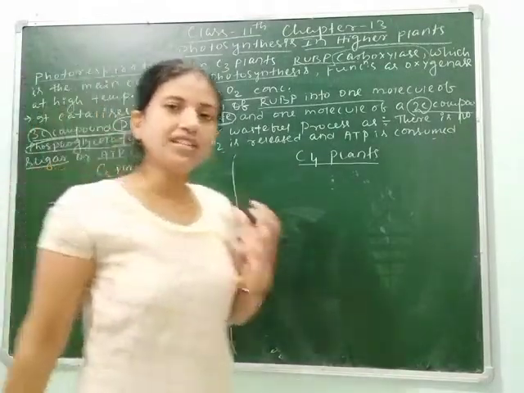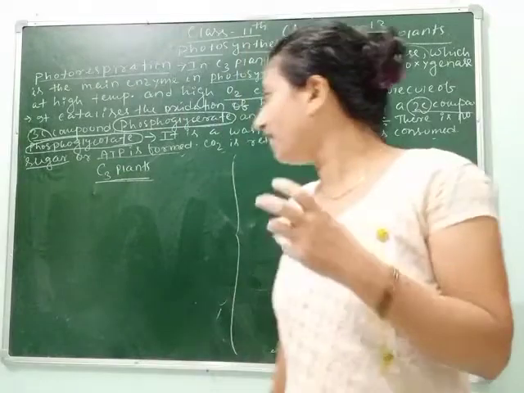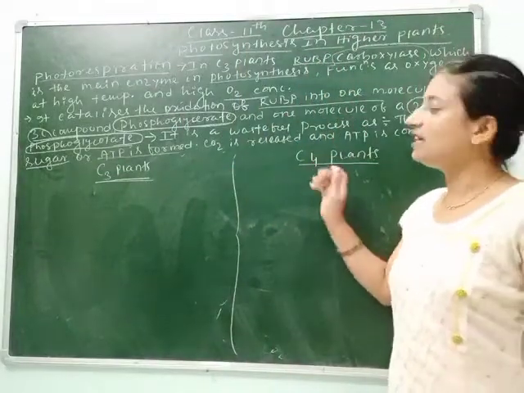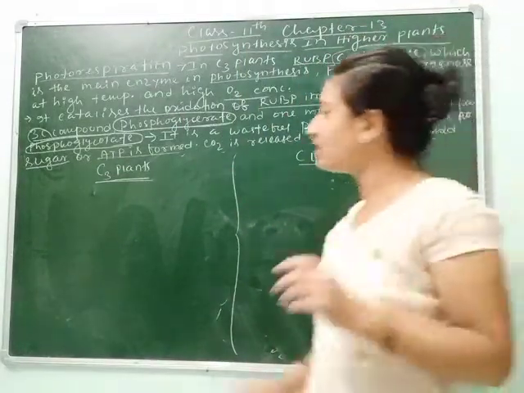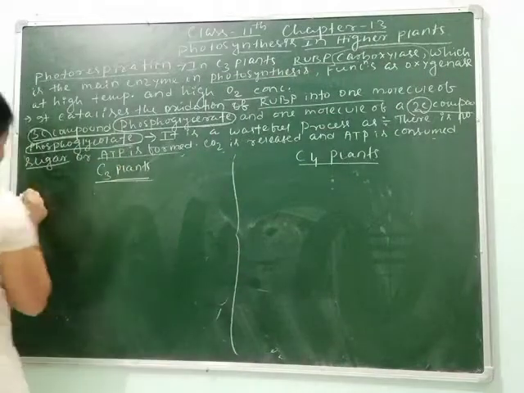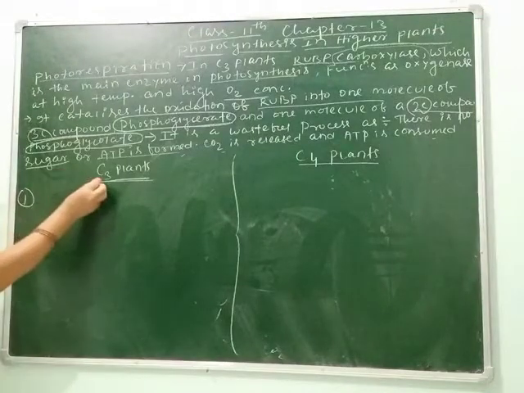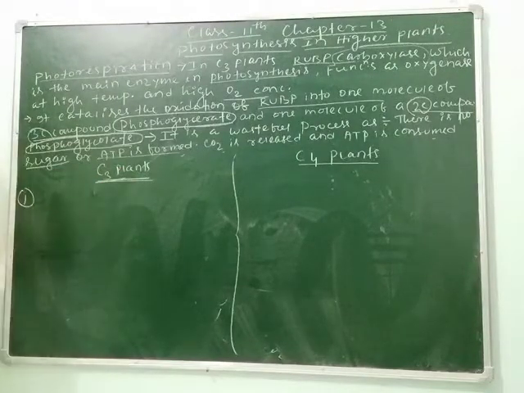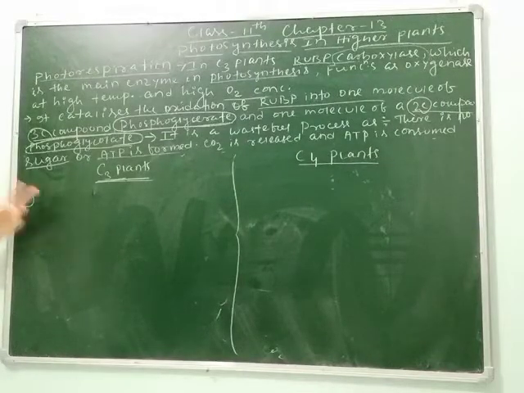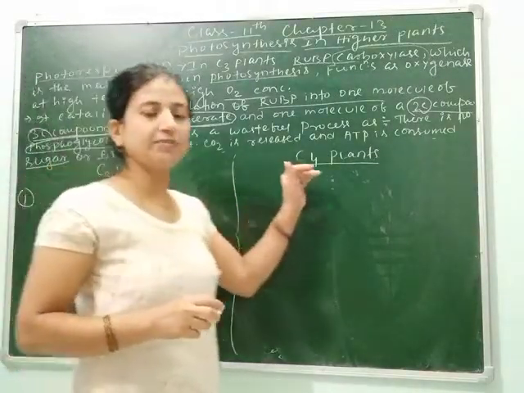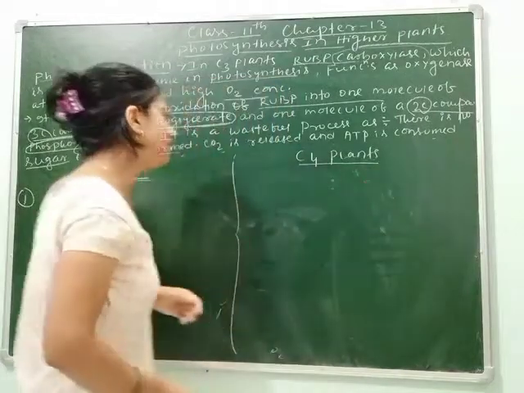Clear? So now let's understand what are the main differences between C3 and C4 plants. Let's understand this in detail. Let's write the points, then we will understand. So first, photosynthesis occurs in mesophyll cells. As you know, in C3 plants, photosynthesis occurs in mesophyll cells. But in C4 plants, it takes place in both mesophyll cells and bundle sheath cells.